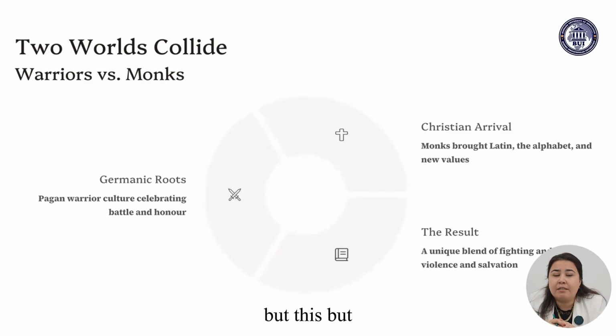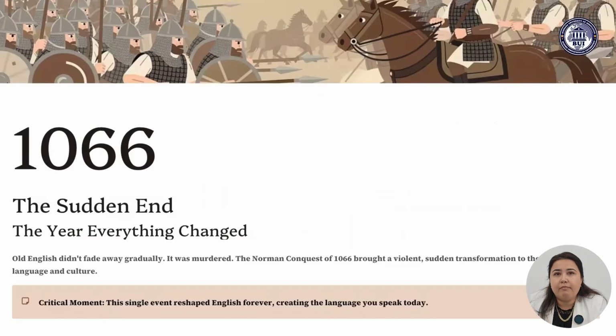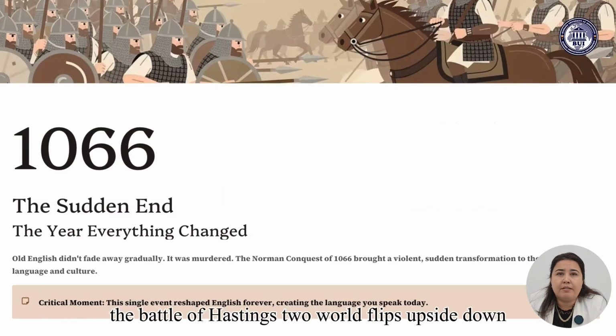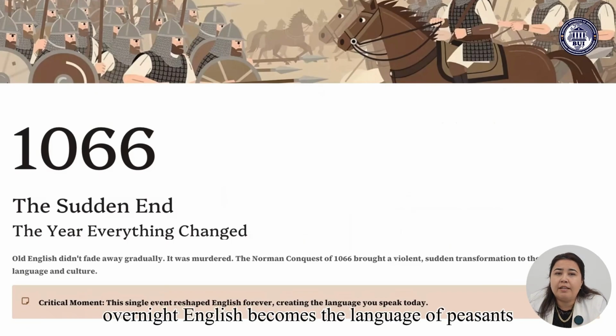But this season 1 came to a violent, sudden end in 1066. In 1066, everything changed. The Battle of Hastings, the world flips upside down. William the Conqueror invades from France, and the Anglo-Saxons lose. Overnight, English becomes the language of peasants.